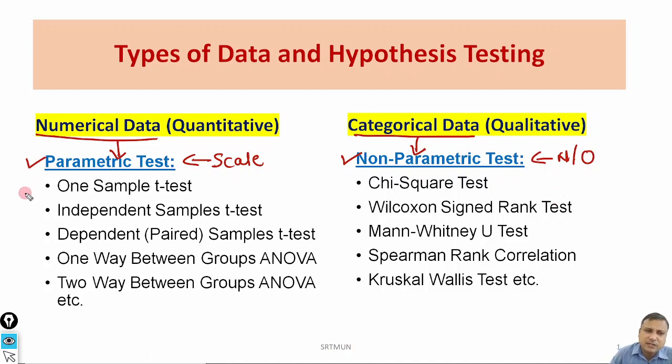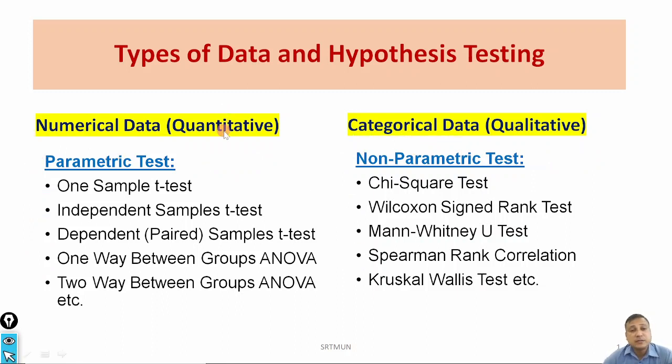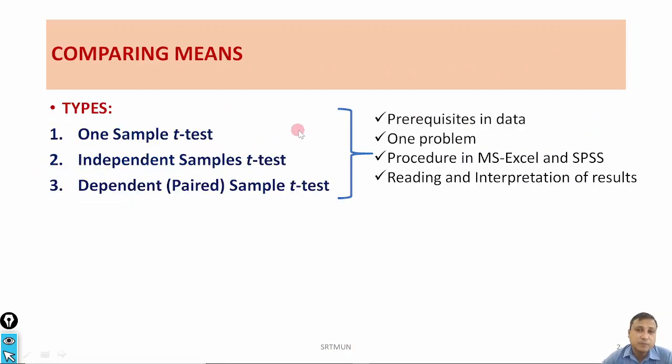So there are different tests available in the parametric and non-parametric categories, but in our certificate course we'll perform only a few tests which are very important and very common in use for our research purpose. Let me start with the first category of the parametric tests, that is comparing means. What actually do we do in comparing means?